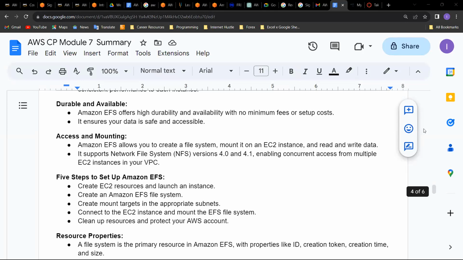So for example, let's take the case of a web server. You are hosting your web server in a public subnet, right? So you should have an EC2 instance in that public subnet. And then you now want to attach an Elastic File System to it. So you go and create it, and then you create your mount target in the appropriate subnet, that is where your EC2 instance is residing, right? And then you connect to the EC2 instance and mount the EFS file system to it. That's basically how it goes.